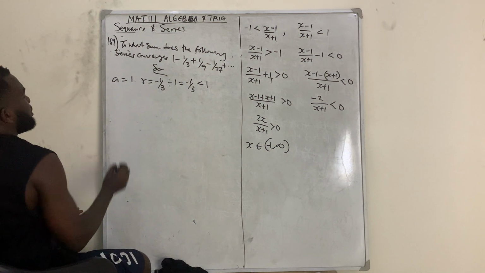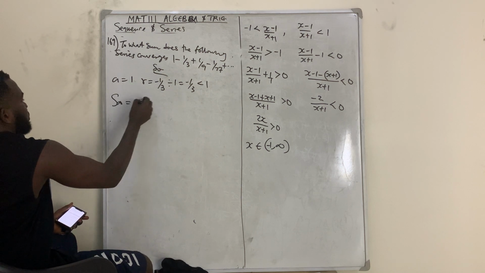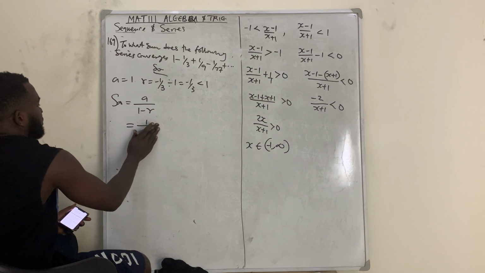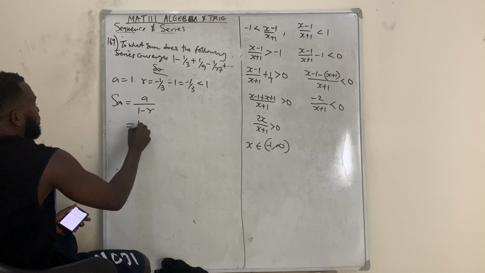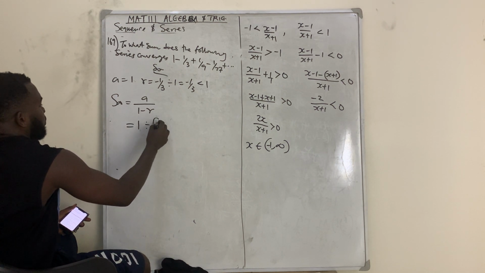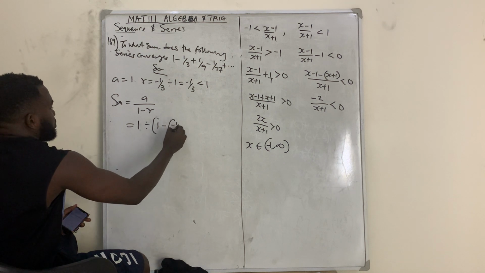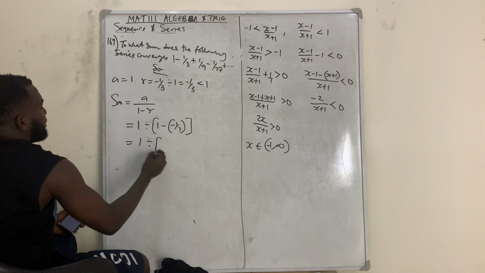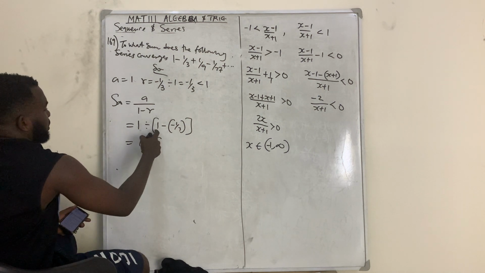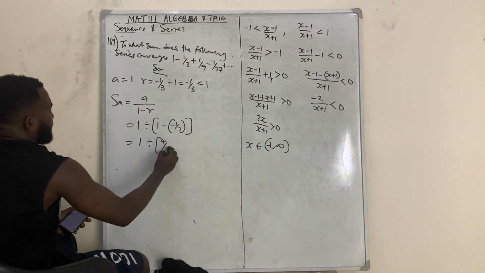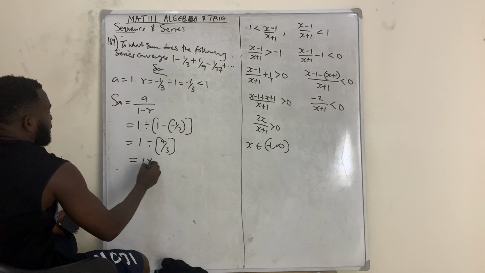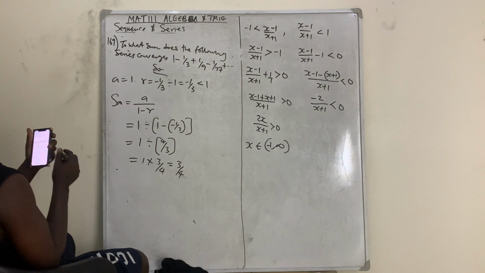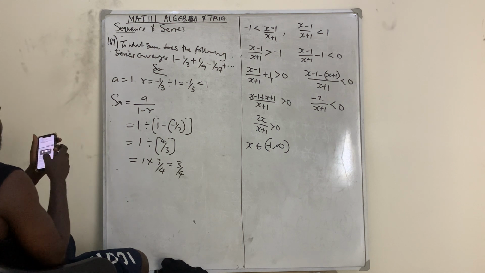which is less than 1 in absolute value. So I have that my sum to infinity is equal to a over 1 minus r. That is 1 divided by 1 minus minus 1 over 3. So I'm going to have 1 divided by, 3 plus 1 is 4, so 4 over 3. Which will give you 1 times 3 over 4. So 3 over 4 is the result to that. So question number 170.